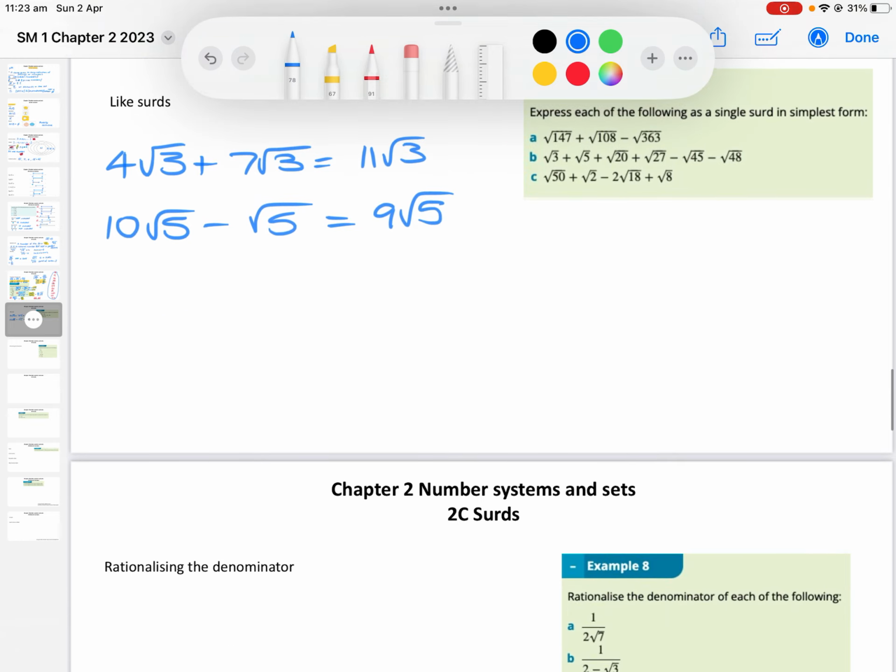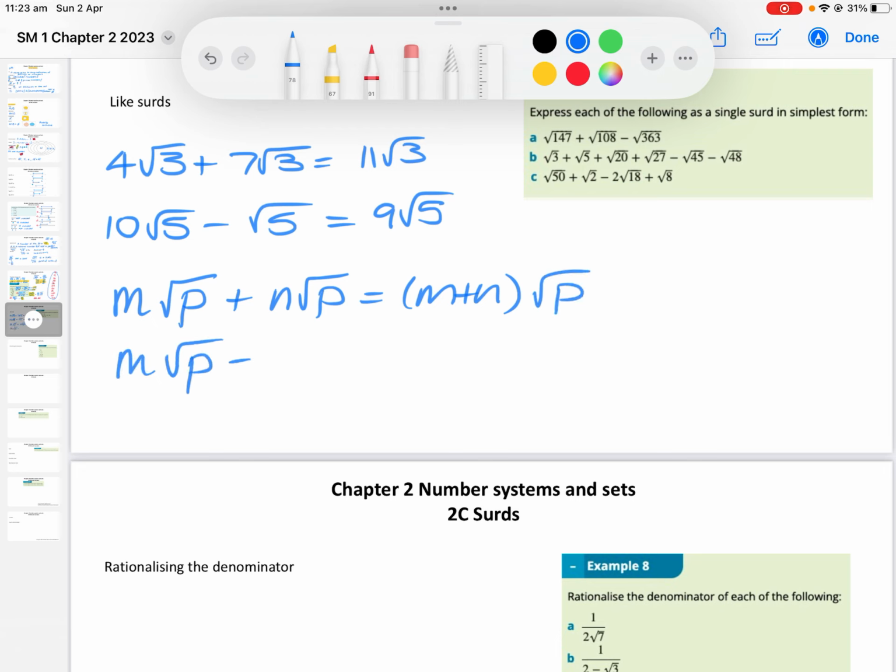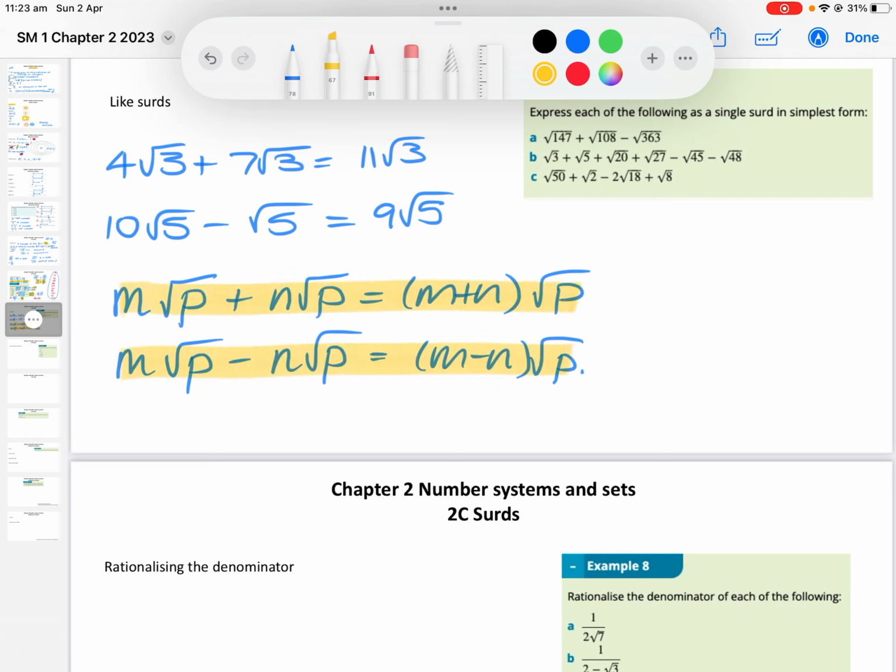So in terms of algebra, we can write that as m root p plus n root p equals m plus n, add those coefficients, root p. And if we minus them, m root p minus n root p, we get m minus n square root p. Look, I don't think we need rules for those. I think you can just look at it and kind of know what to do.